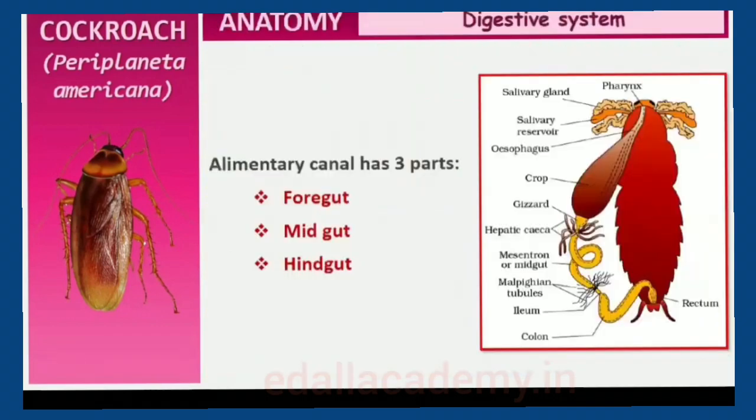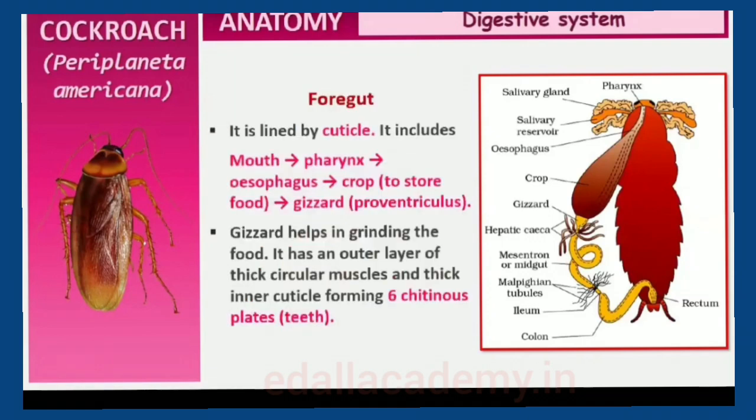7.4.2 Anatomy. The alimentary canal present in the body cavity is divided into 3 regions: foregut, midgut and hindgut. The mouth opens into a short tubular pharynx, leading to a narrow tubular passage called esophagus. This in turn opens into a sac-like structure called crop, used for storing of food. The crop is followed by gizzard or proventriculus.